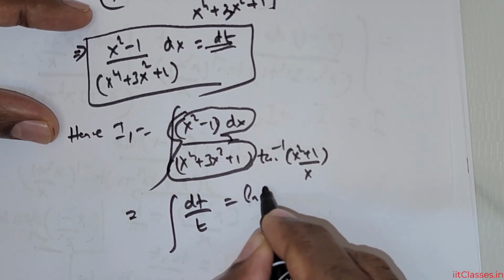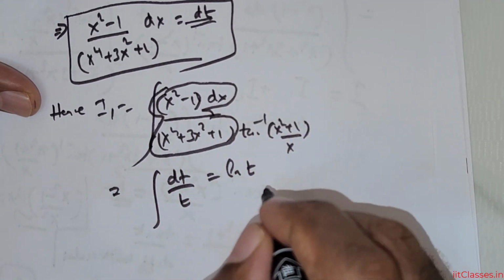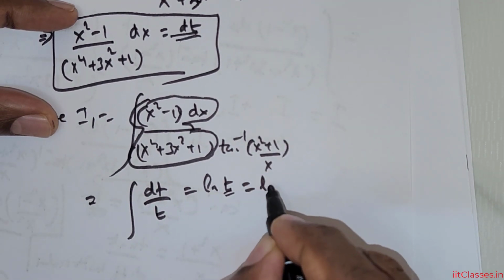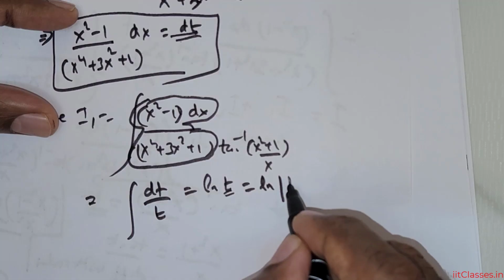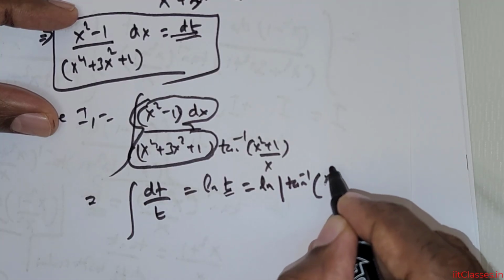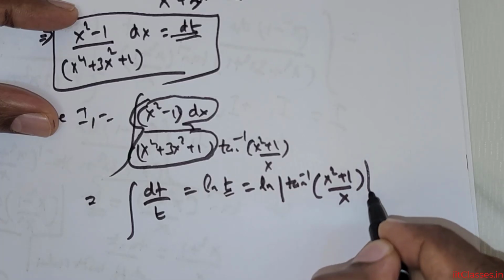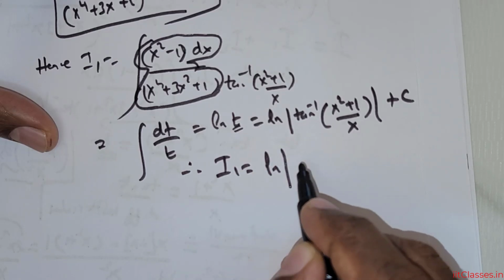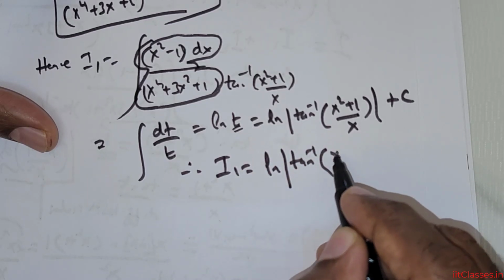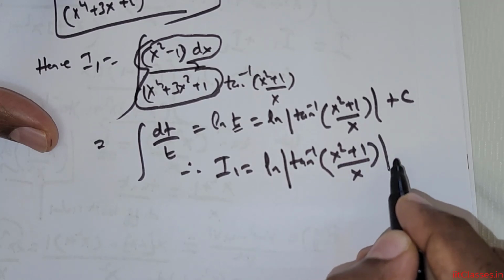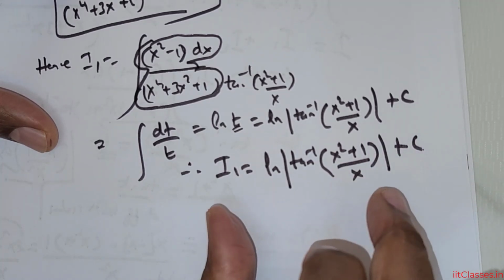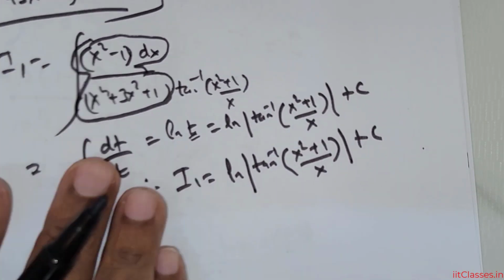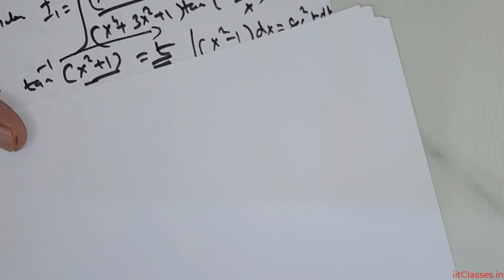And you integrate that, you get ln of t. But what is my t? This t is tan inverse of (x² + 1)/x. So which is equal to ln of, probably you can place a modulus sign, tan inverse of (x² + 1)/x, plus an arbitrary constant. So therefore I1 is equal to ln modulus tan inverse of (x² + 1)/x, plus an arbitrary constant. So this is the evaluation for I1. Go back to the evaluation of I2.